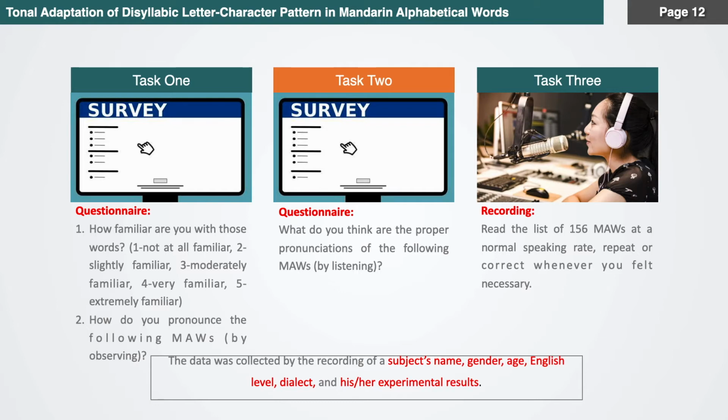Here I'd like to play one of the recordings to better explain our experiment.